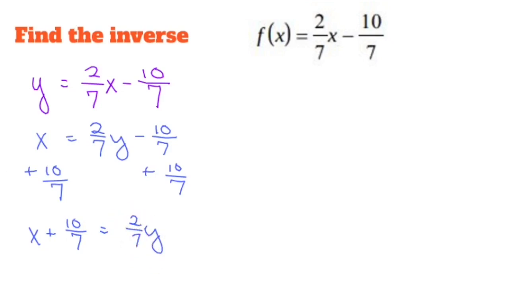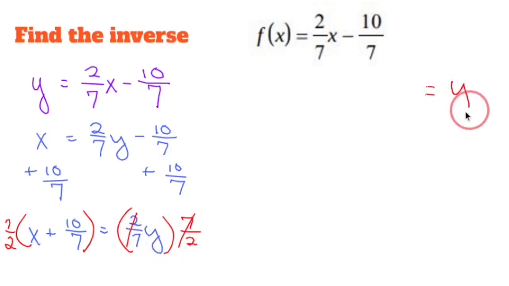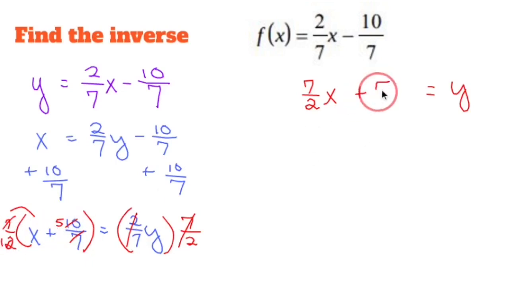Now, I still have to get y all by itself. So I'm going to multiply both sides by this reciprocal here, which is 7 over 2. I've got distributive property going on, but that allows y to be all by itself. Okay, so y is now all by itself on the right. 7 over 2 times x is just 7 over 2 times x. 7 over 2 times 10 over 7 allows the 7s to cancel out. 10 over 2 becomes 5 over 1, which is just 5. So I get plus 5.